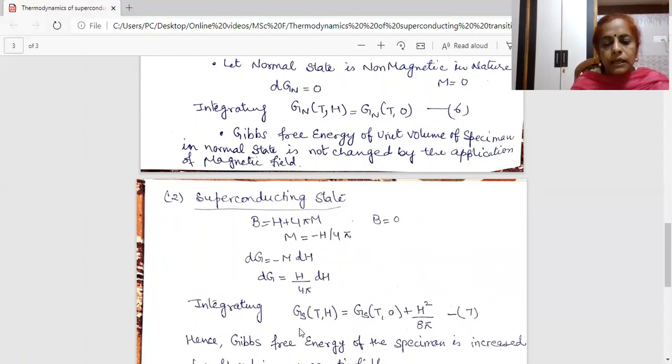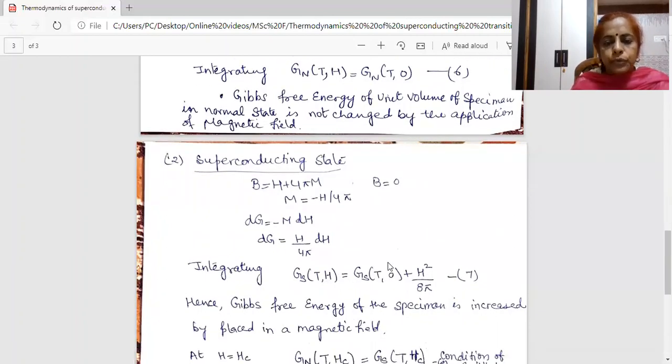Gs means the Gibbs free energy of the superconducting state. This is the Gibbs free energy of the superconducting state at temperature T and magnetic field H. This is the Gibbs free energy of the superconducting state at temperature T in the absence of any magnetic field. So from here we can see that with the application of magnetic field, there is an increase in the Gibbs free energy of the specimen, and the increase is by H square upon 8 pi.